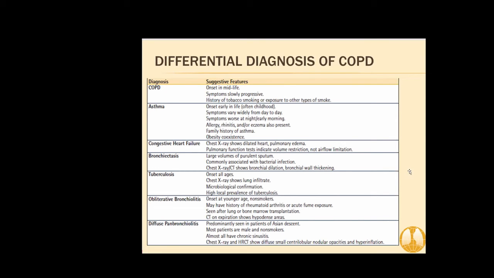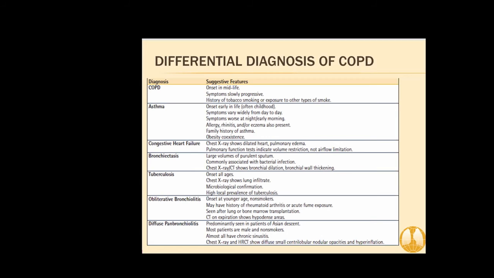Heart failure is another part of the differential, as is bronchiectasis. What's the difference? You may not have significant airway obstruction on spirometry, but they have chronic cough with significant phlegm production. And you'll see the classical evidence of bronchiectasis on a CAT scan and/or chest x-ray.